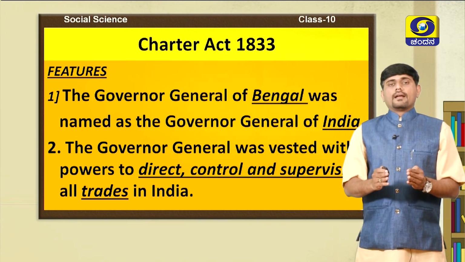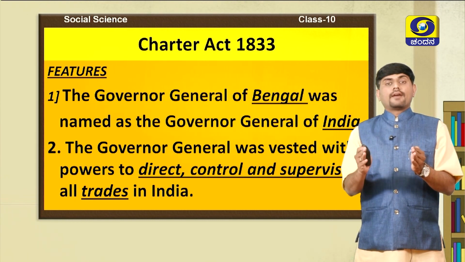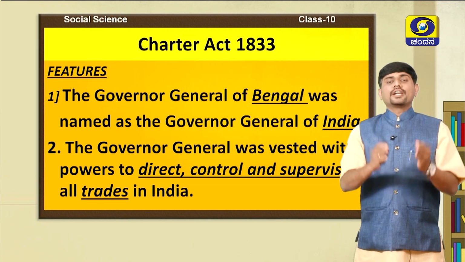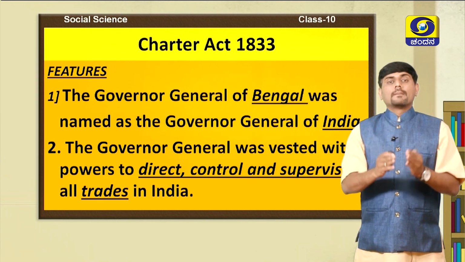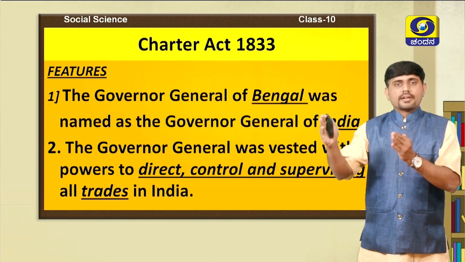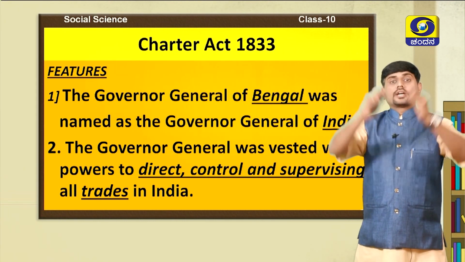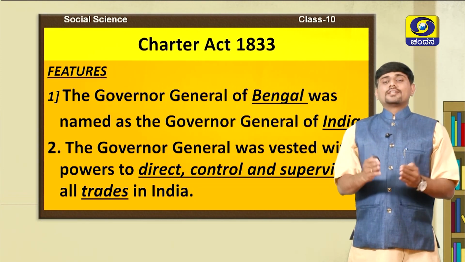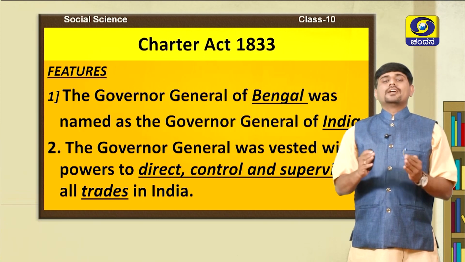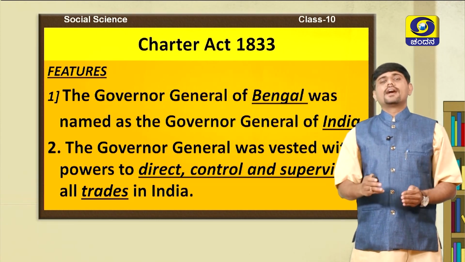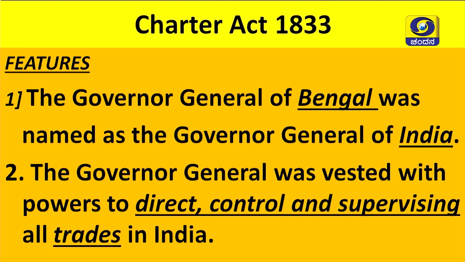Till then, the Governor General was only named after the presidencies. But from here onwards, after 1833, the act said very clearly that the Governor General of Bengal was also the Governor General for the entire India, British India. The Governor General was vested with the powers to direct, control and supervise all trades in India. The Governor General was given more power to look after the Indian administration.